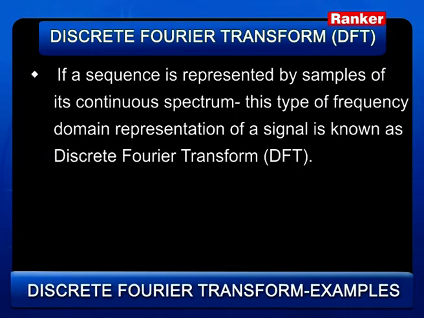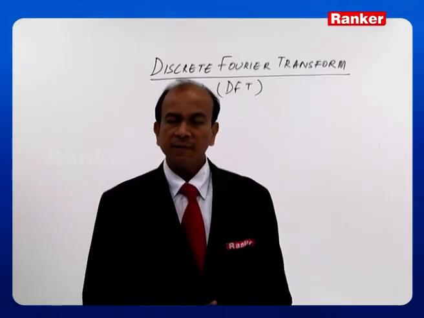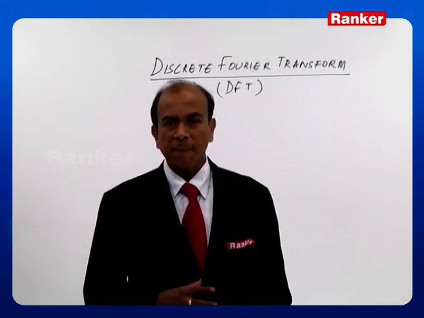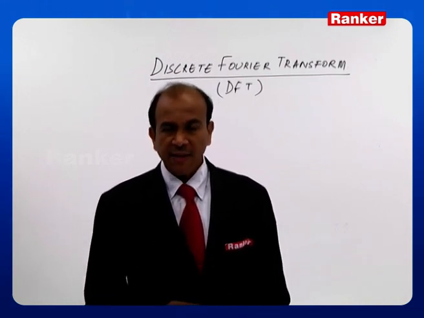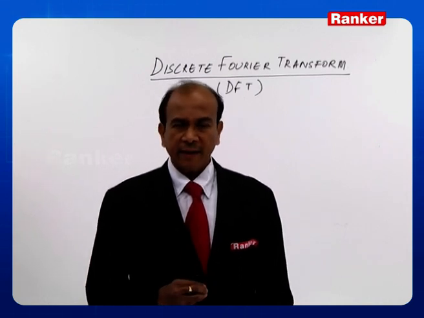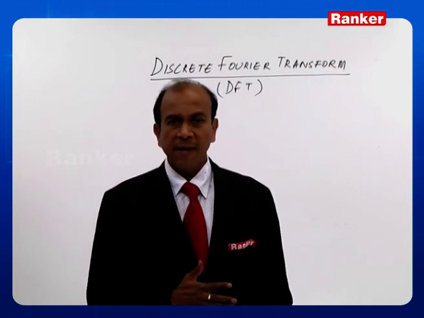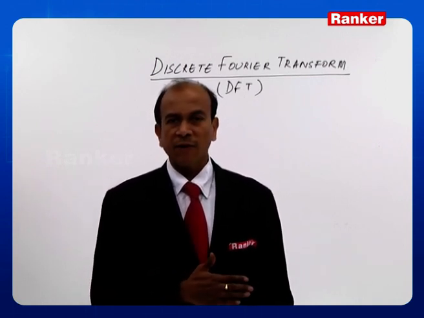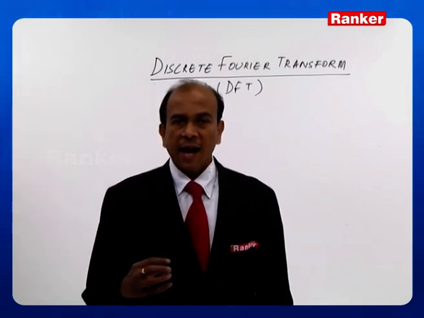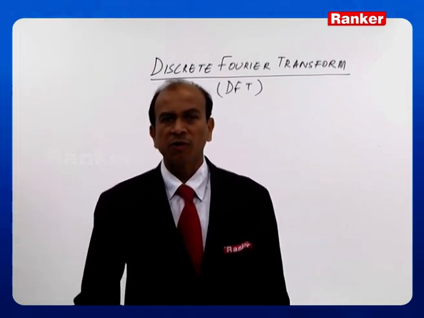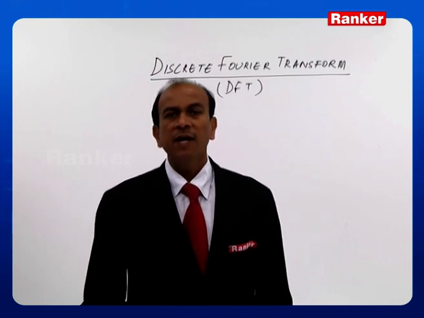If a sequence is represented by samples of its continuous spectrum, this type of frequency domain representation of a signal is known as the discrete Fourier transform. That means if I have a continuous spectrum, it can be represented in terms of its samples, and then I get a certain Fourier transform called the discrete Fourier transform. We are representing the sequence as a sampled version of it, and those samples are my discrete Fourier transform.